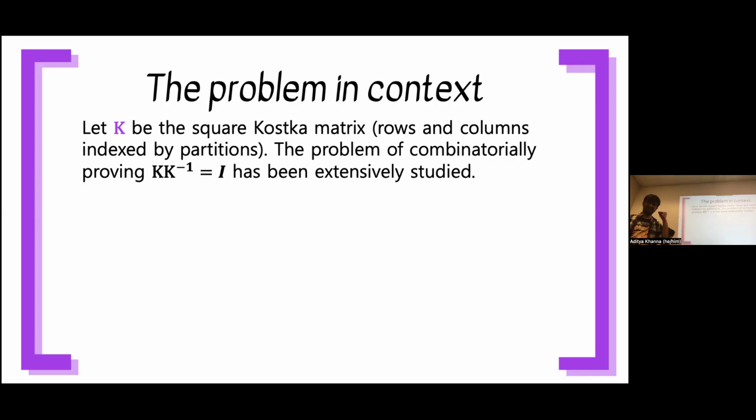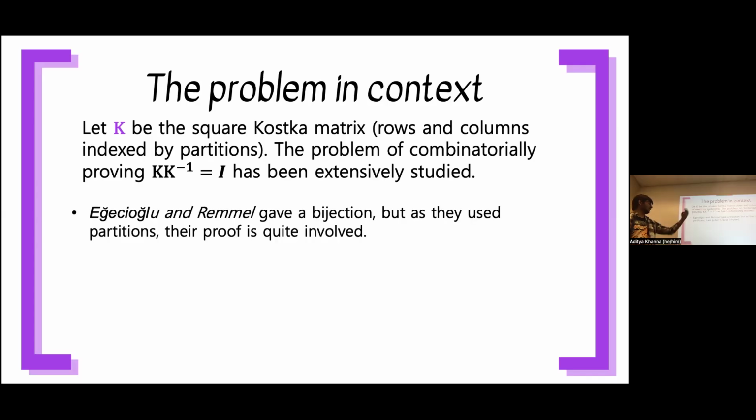And the Kostka matrix is a very true matrix. It maps between bases and bases of symmetric functions. And what people are looking at is K inverse equal to I. That is one of the problems. Agassi and my grand advisor gave a proof. They gave a nice bijection that shows that K inverse equal to I, but their proof used partitions, and partitions require a lot of reordering within them. As we will see, our proof is quite clean.